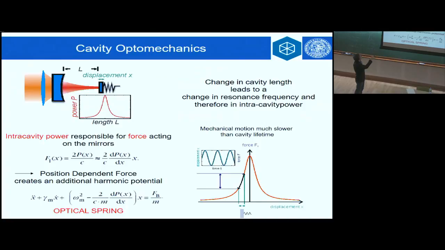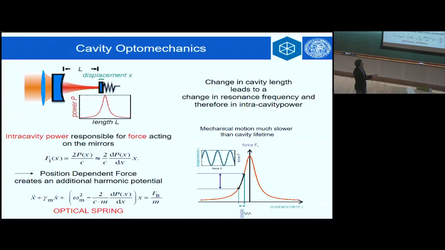Now if my laser is tuned such that I'm sitting here on the side of the spectrum, and I keep the laser frequency constant, and I have a small modulation of this displacement x, what happens is that I change the power in the cavity depending on x, and here's the equation for that. The force on the mirror is given by the power over c, and I can linearize that to see roughly the effect.